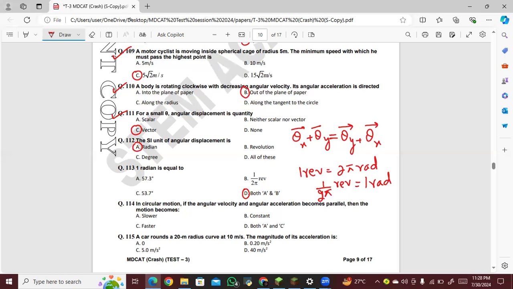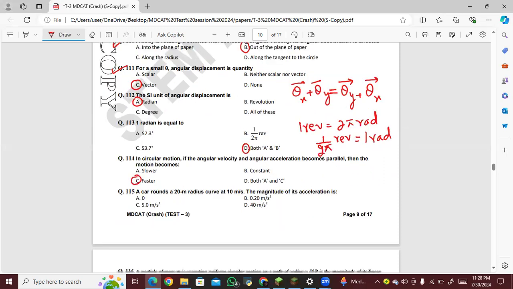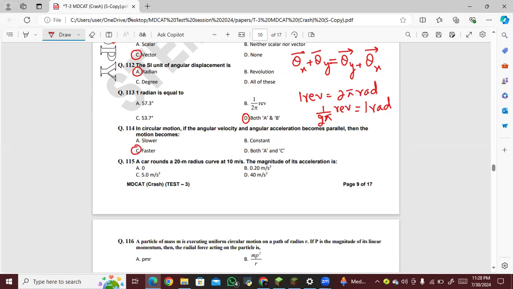In circular motion, if the angular velocity and angular acceleration are parallel, then the motion becomes faster, because when the speed is increasing, angular velocity and angular acceleration are parallel. If the speed is decreasing, then angular acceleration becomes anti-parallel to angular velocity. So for question 114, the answer is C.